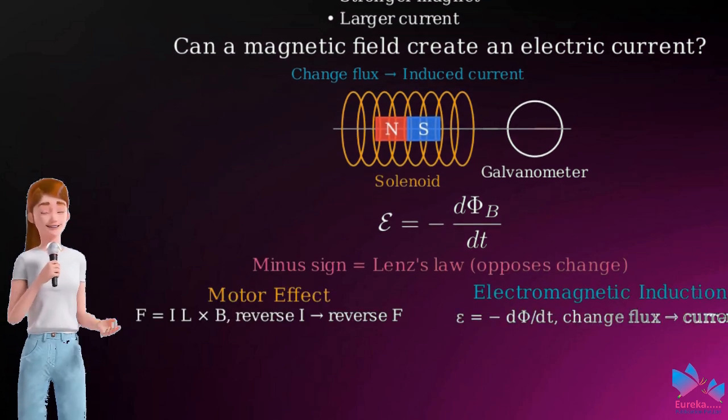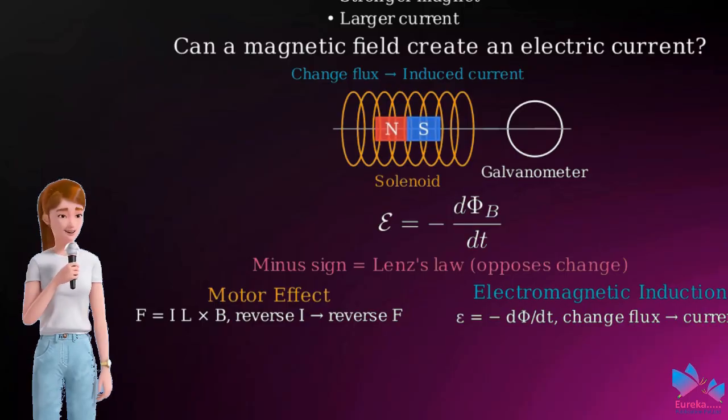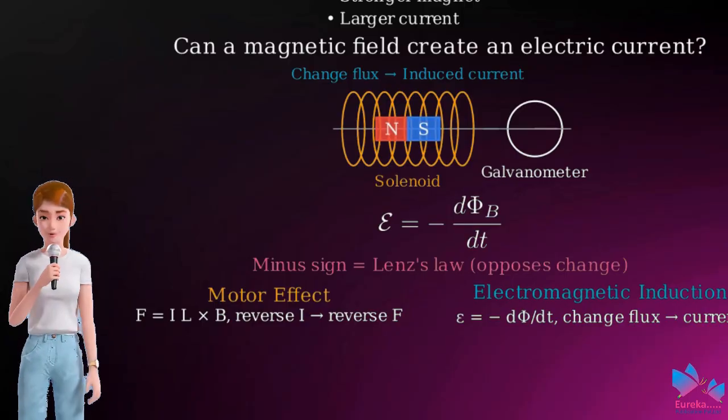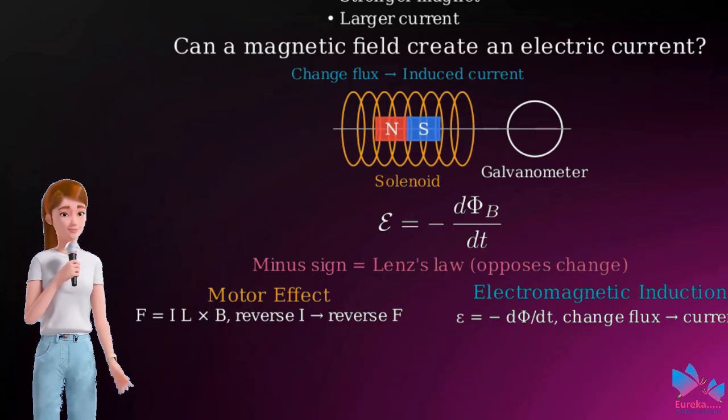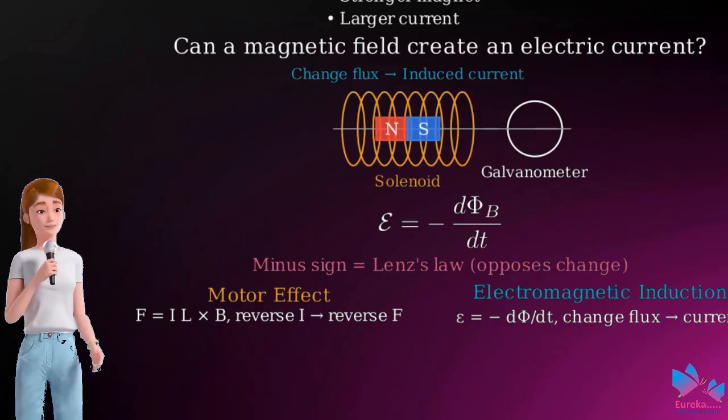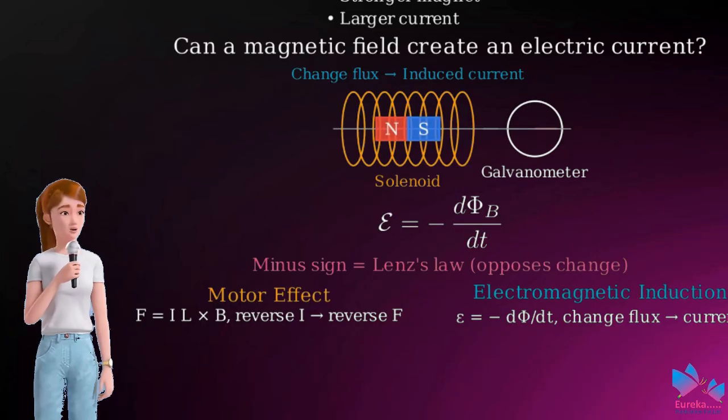Recap: motor effect. Current in a magnetic field feels a sideways force, so the wire jumps. Reverse the current, reverse the jump. Induction: change the magnetic flux through a circuit, and you generate a current. That is how generators work.